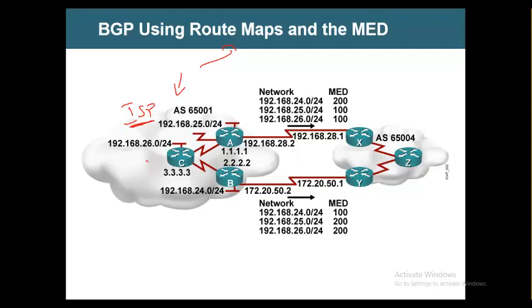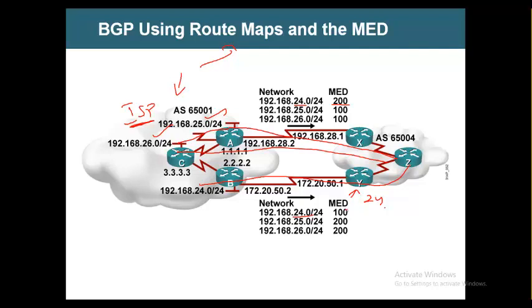This ISP wants to prefer 25 and 26 to come this way. You understand? And 24 we don't want to prefer, that's why it has a big number. Whereas here 24 is preferred. Anyone who wants to go to 24 will only go via Y, because Y is advertising.